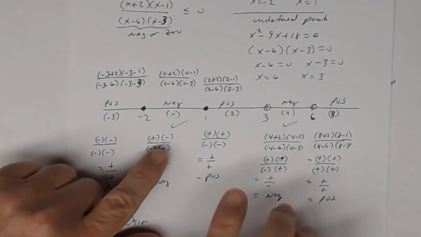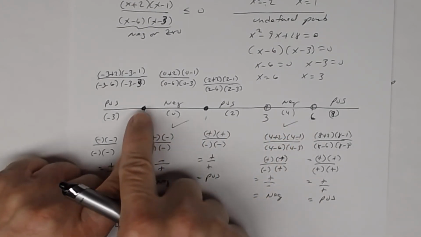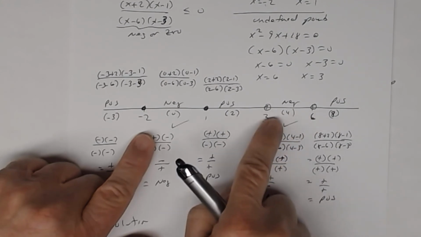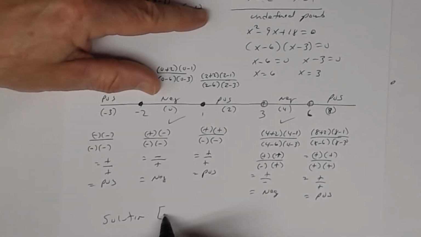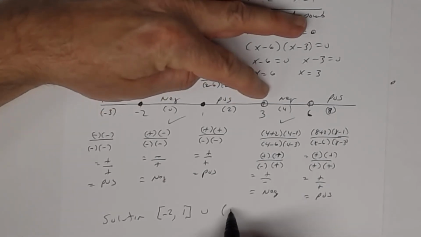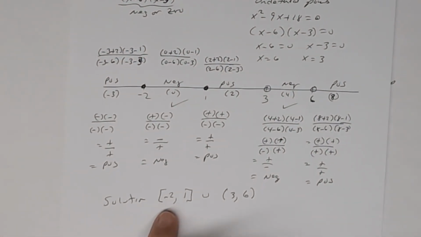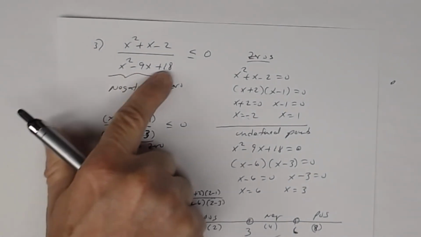And so the solution will be from negative 2 to 1 and from 3 to 6. But don't forget, closed circle brackets, open circle parentheses. So bracket negative 2 to 1 bracket, union, parentheses 3 to 6 parentheses. Make sure your brackets look like brackets and your parentheses look like parentheses. And that is it. So any real number between negative 2 and 1, including negative 2 and 1, and any real number between 3 and 6, not including 3 and 6, are going to be solutions to this inequality.